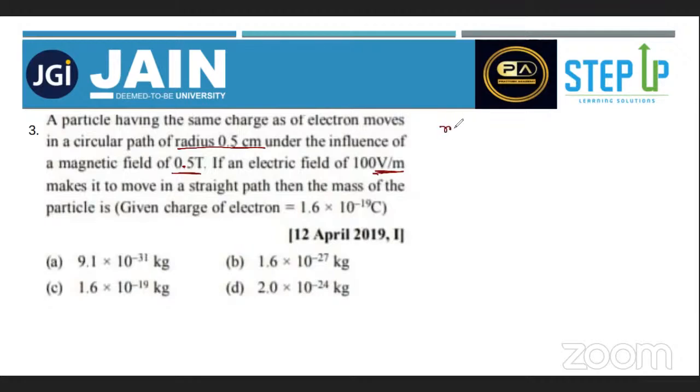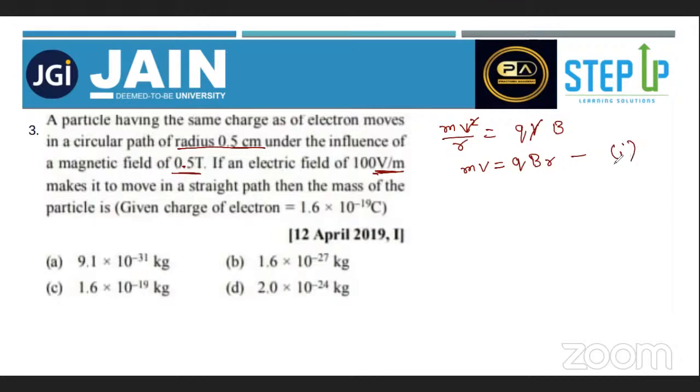If it is moving in a circular path, the centripetal force will be equal to QVB sine theta. Because the path is a straight line, what we get is this equal to QVB. The velocity gets cancelled, so I'll basically get MV, mass times velocity, is equal to QBR. This is one equation I'm getting.